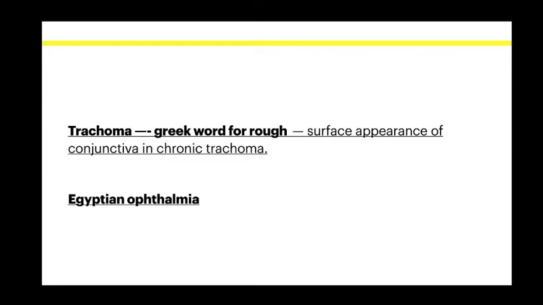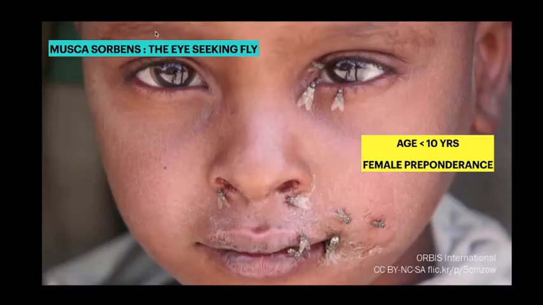So moving on to the disease proper, trachoma. It is the Greek word for rough, because in the end stage of chronic trachoma, the conjunctival surface appears rough. Now it is also called Egyptian ophthalmia. It is an old name.